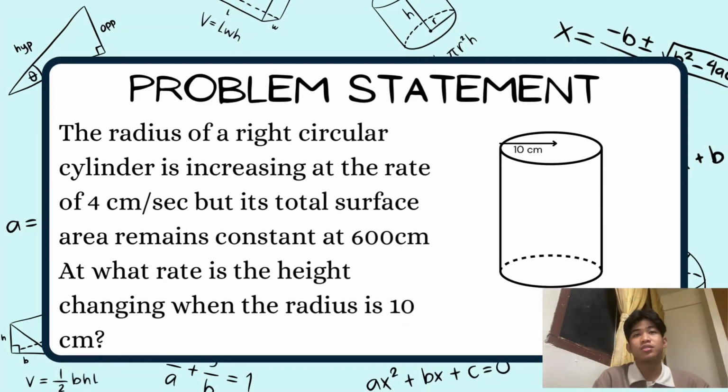Hi everyone, my name is Alif Zamri bin Abdul Razak, and today I am in charge to talk about our problem statement. The problem statement is: the radius of a right circular cylinder is increasing at the rate of 4 cm per second, but its total surface area remains constant at 600 cm². At what rate is the height changing when the radius is 10 cm?